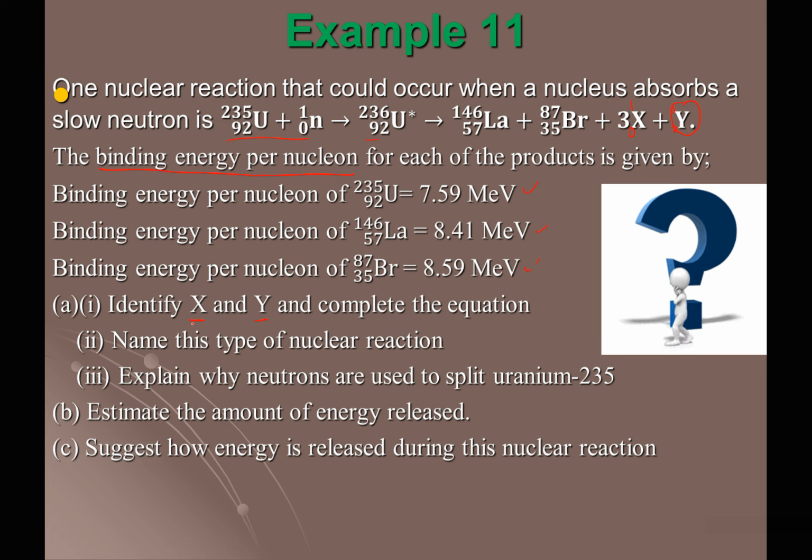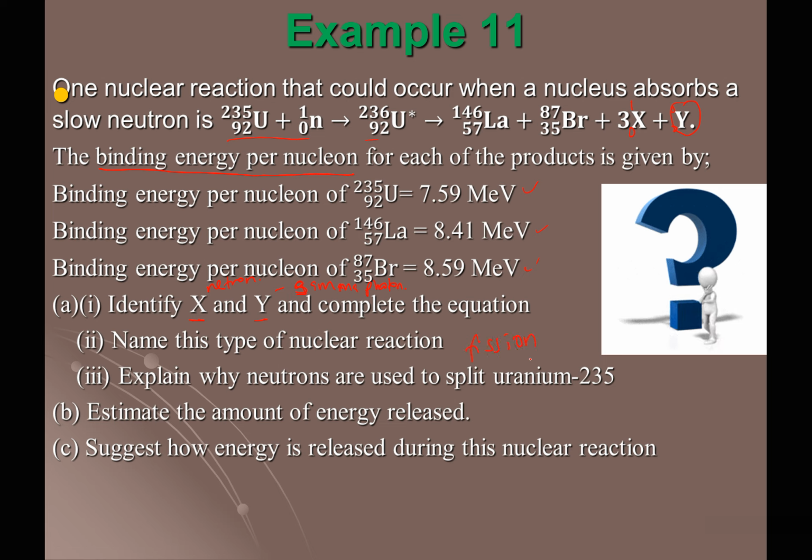So identify X and Y. X is going to be a neutron, and Y is most likely going to be gamma photon because it has no nucleon number, has no proton number. So this is going to be gamma photon. That's what I think. They named this type of nuclear reaction because the nucleus uranium is splitting, so it is a fission reaction. It is fission.